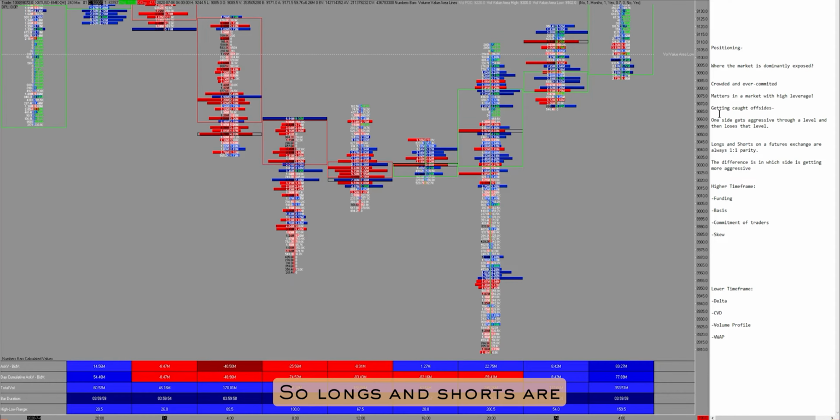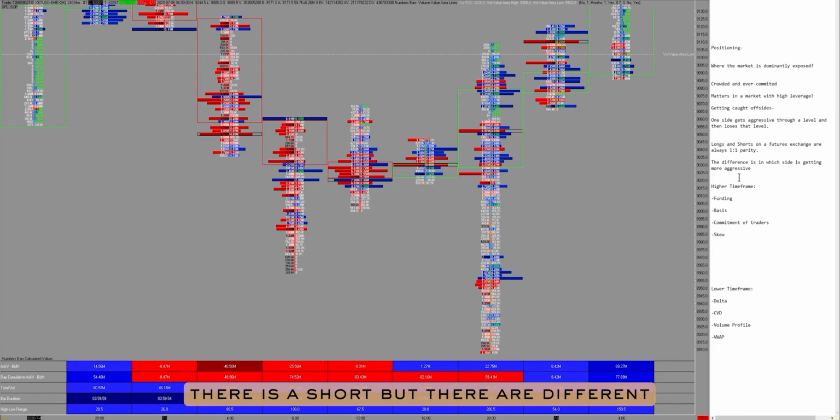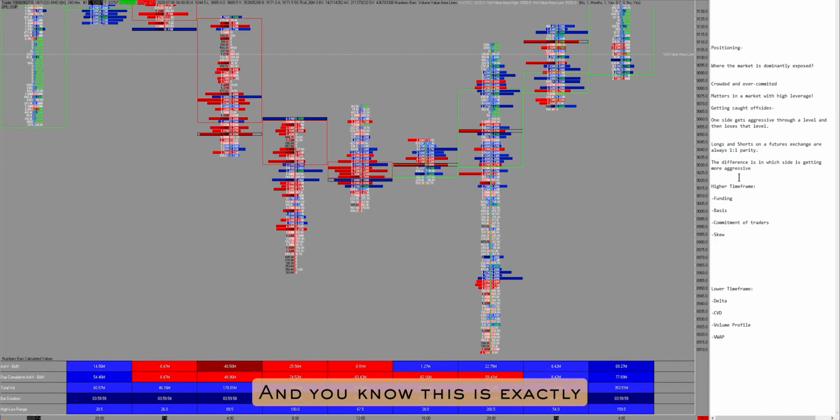So longs and shorts are at parity, meaning for every long there is a short, but there are different types of longs and shorts, and this is exactly how we end up with a market that is able to move to begin with.